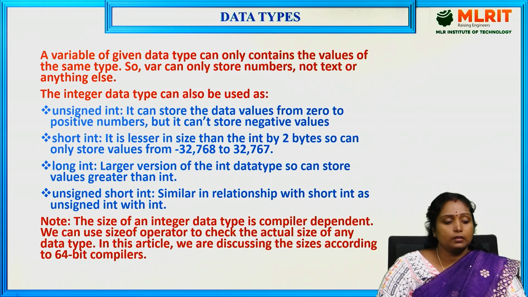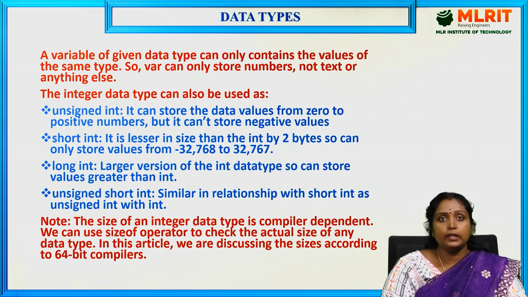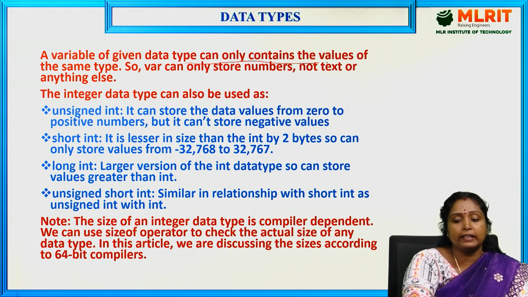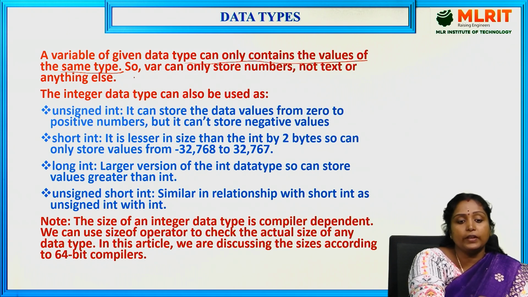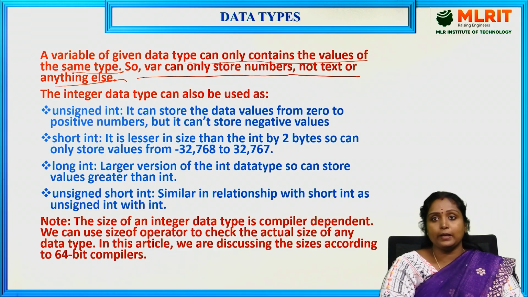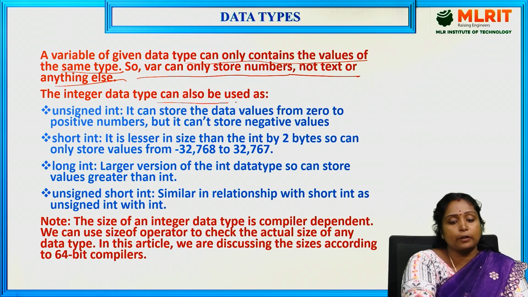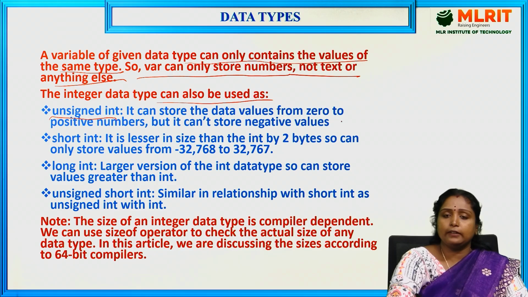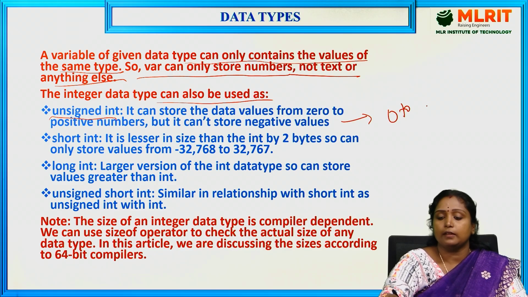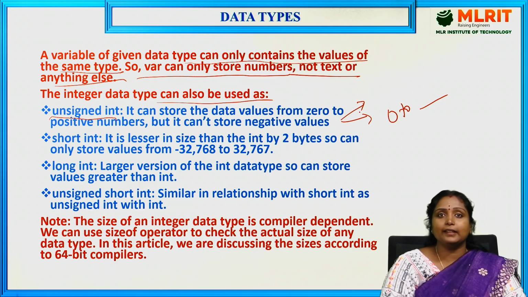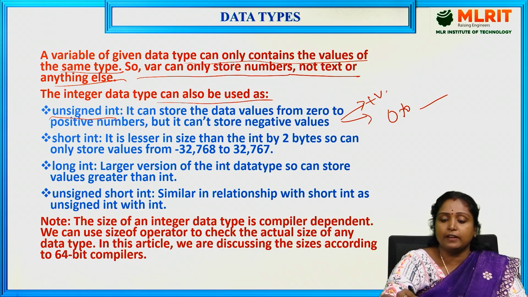Coming to the integer data type, we have a number of divisions in the integer data types. A variable of a given data type can only contain values of the same data type. So an integer variable can only store numbers, not text or anything else. The integer data type can also be used as unsigned integer, which means it will start from 0. Unsigned int means you will have only positive values.